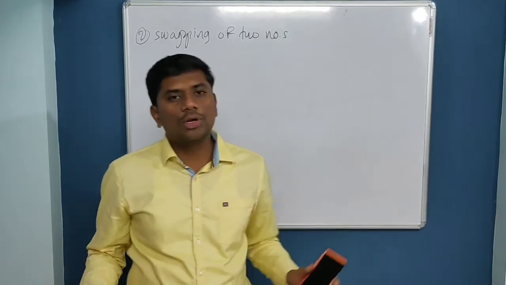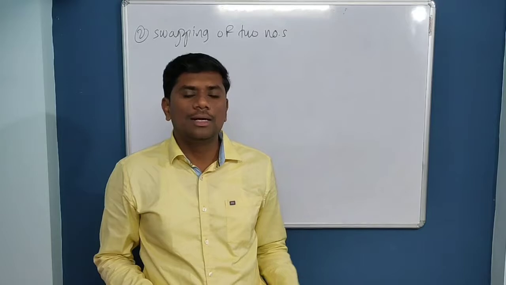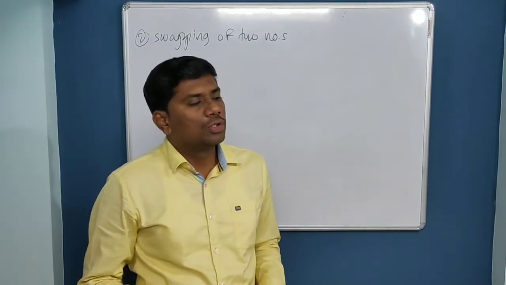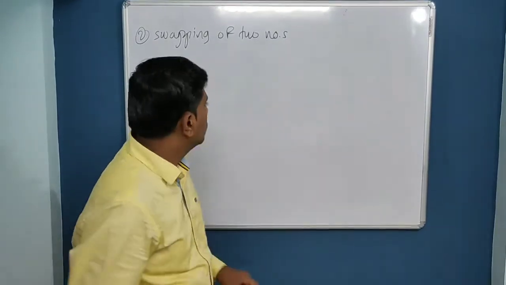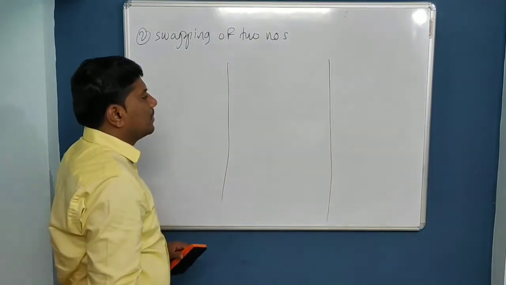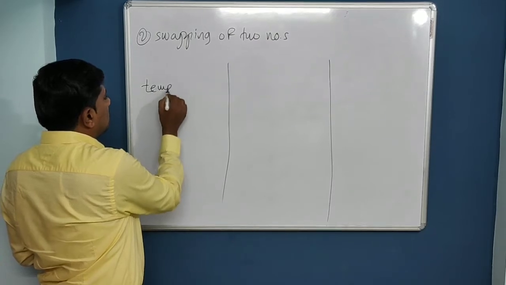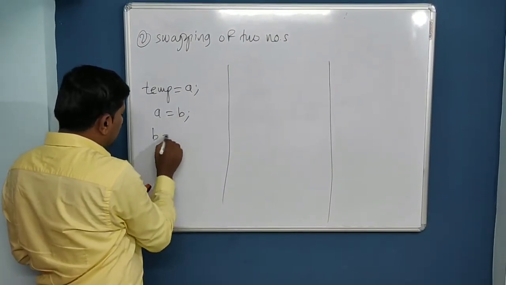Suppose he is not giving any constraint. Getting? Simply he is asking to write C code for swapping of two numbers. Getting? So there are different answers for this particular problem, and we are going to cover all those logics. Getting? So see, the first logic is by using a third variable.